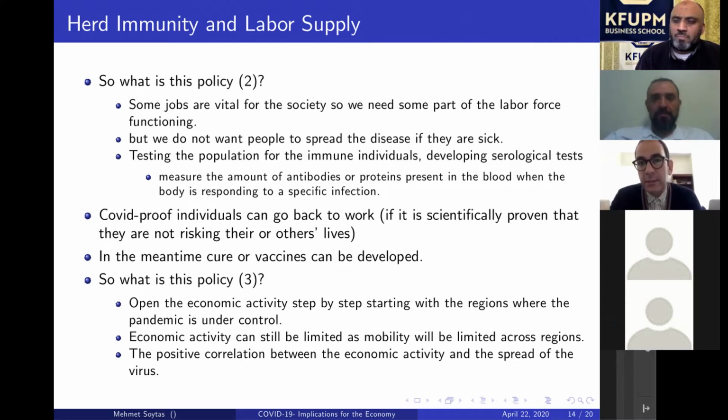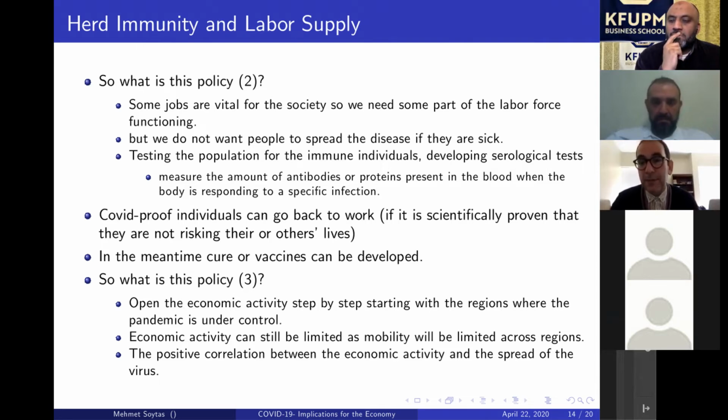Of course, the immunity means in a scientific way, right? So we have to back it that way. So there's a name for it, developing a serological test. That's basically a test for the amount of antibodies or proteins in the blood, and telling that these people are kind of immune to this disease, and they can work in the labor force.